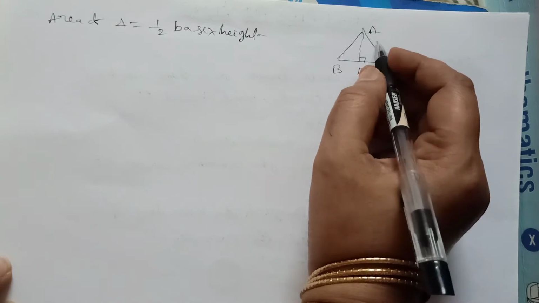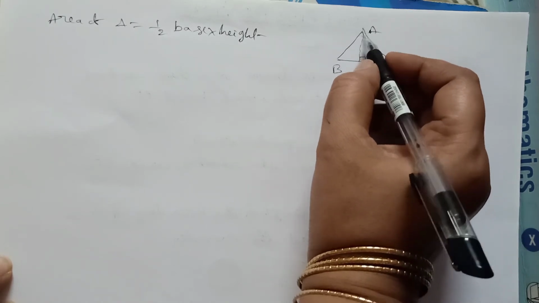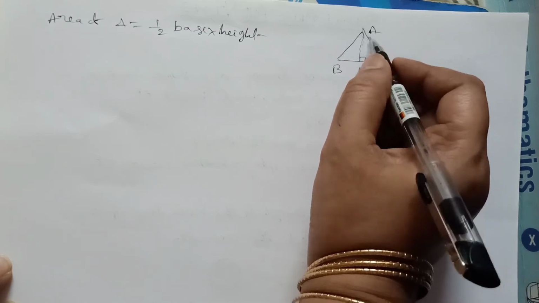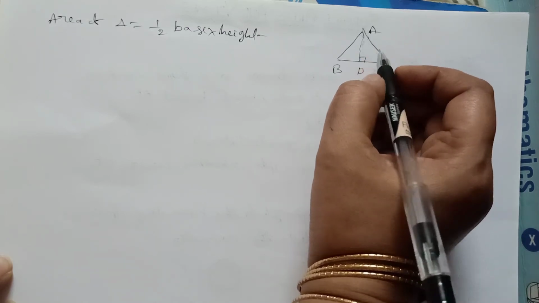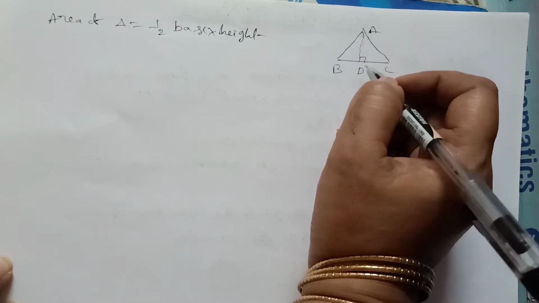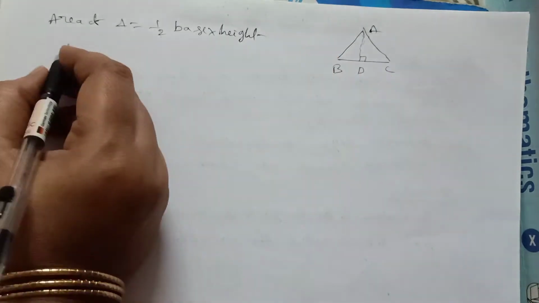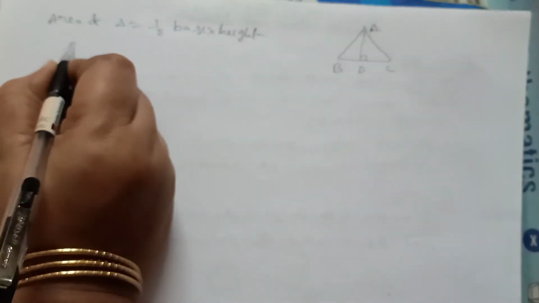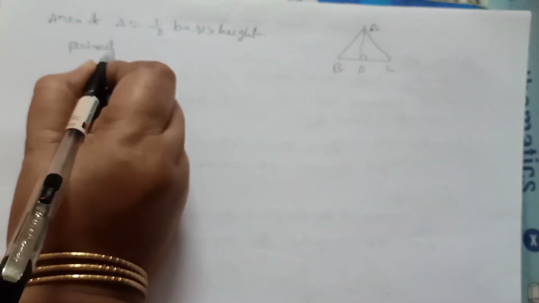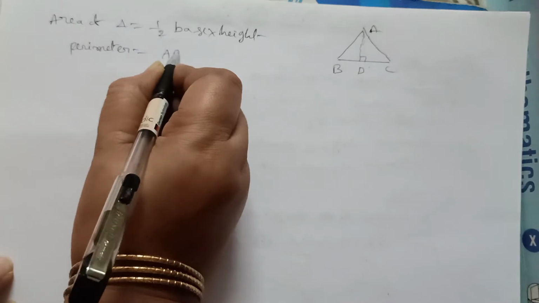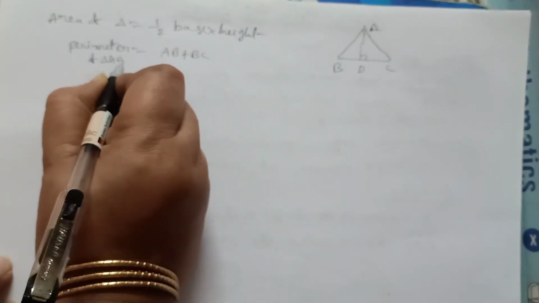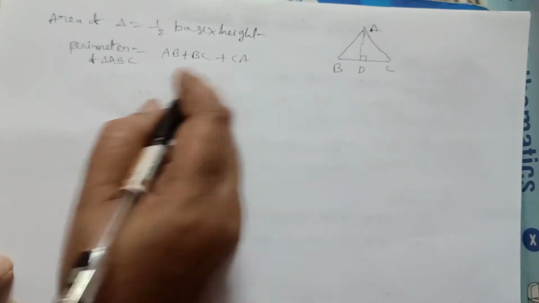Altitude means perpendicular drawn from vertex to opposite side. So here AD is the altitude. The length of the altitude is called height. Then half into base into height. Perimeter of triangle is AB plus BC plus CA.